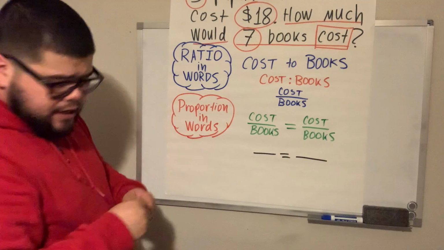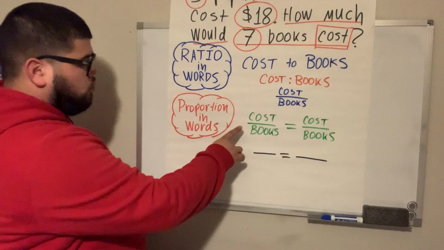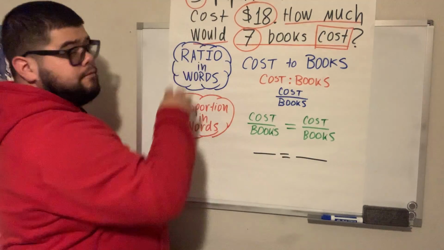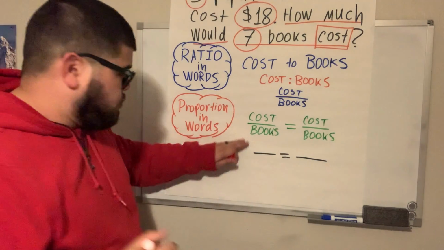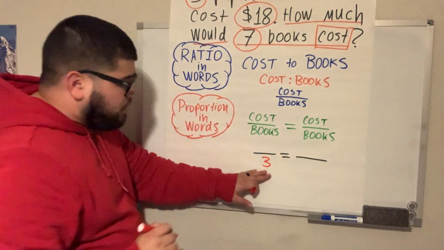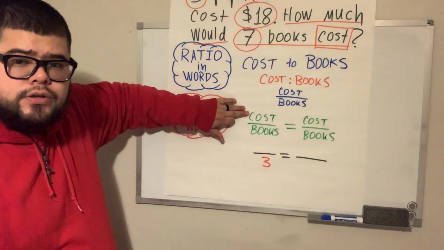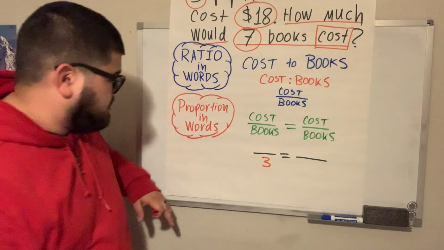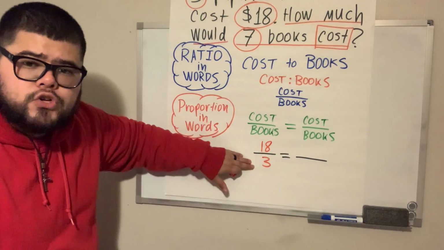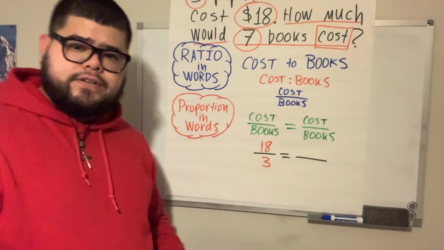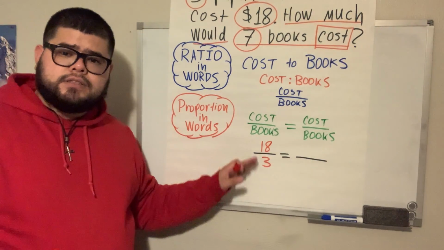So again, I'm drawing my fractions. And we can use red. How many books did they give us in the very first thing? 3, right? And 3 books, we put in place of books. 3 books cost how much? $18. So you see how we set up the left side of our proportion already, based on information they gave us. They gave us that 3 books cost $18.